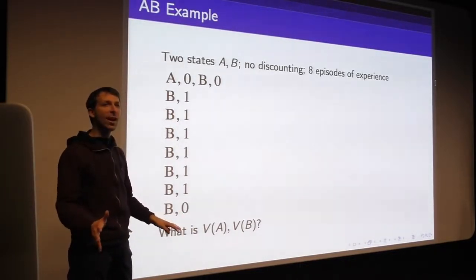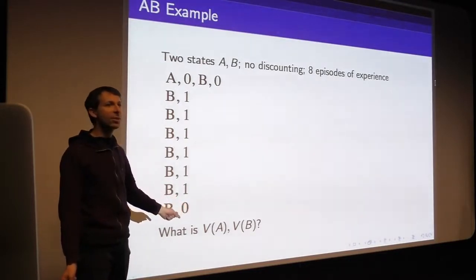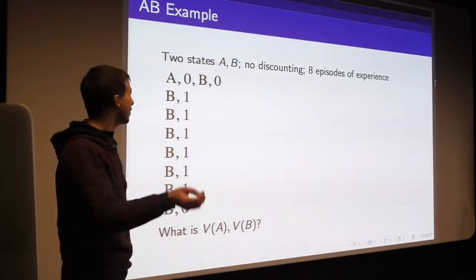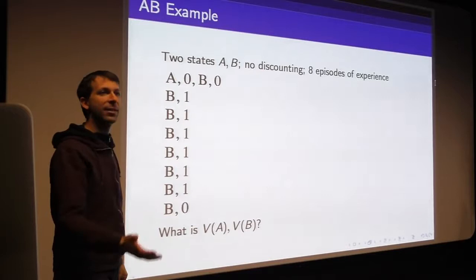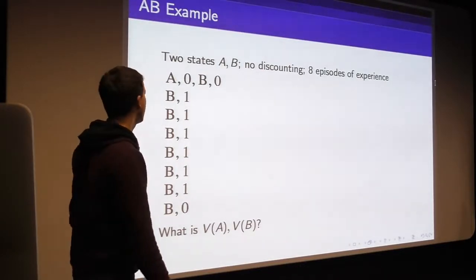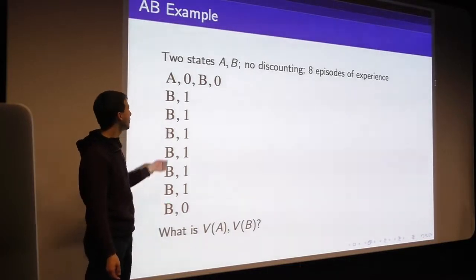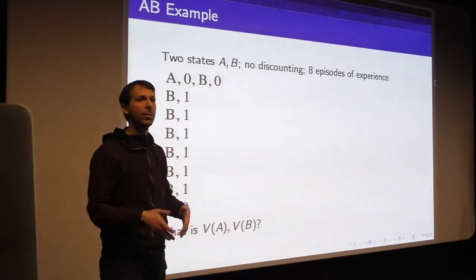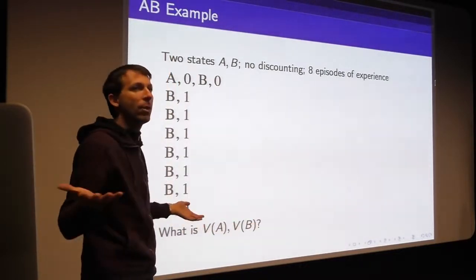So the question for you is, what's the value function? Any suggestions? What's the value of A and B? Let's do the easy one first of all. What's the value of B? We've got 8 episodes starting from B. 6 of them got a value of 1. 2 of them got a value of 0, so I think everyone would agree the value is 6/8 or 0.75.